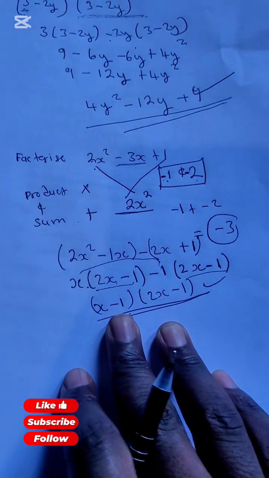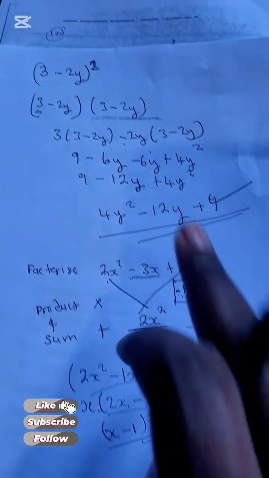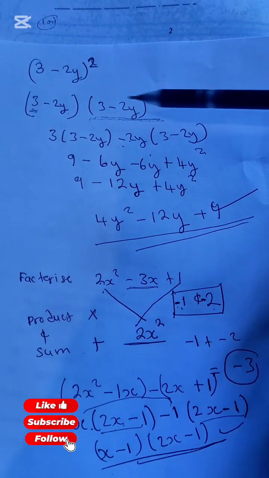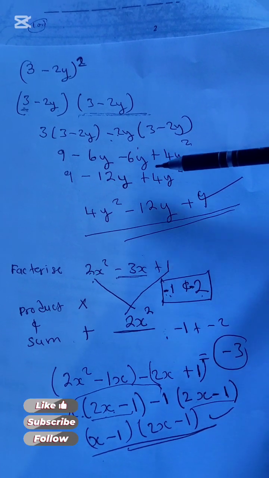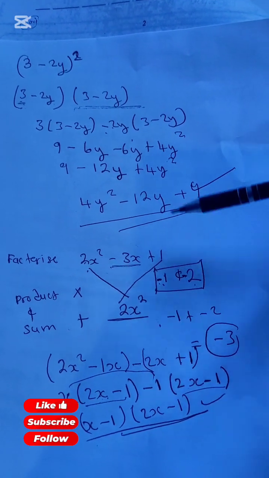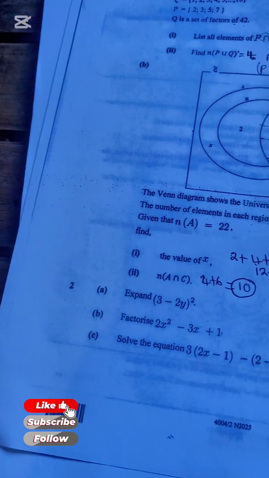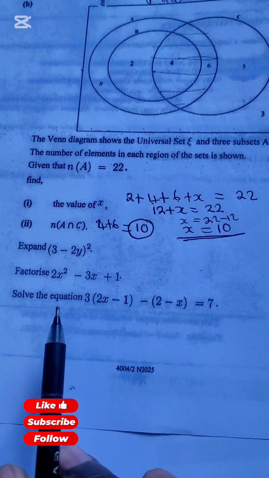So to factorize is to add brackets, and to expand is to remove brackets. Now you can see the difference between factorization and expansion. To expand is to remove brackets, then to factorize is to add brackets. Okay, so let's go to another equation.